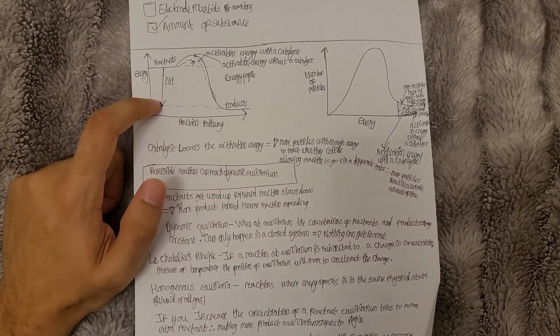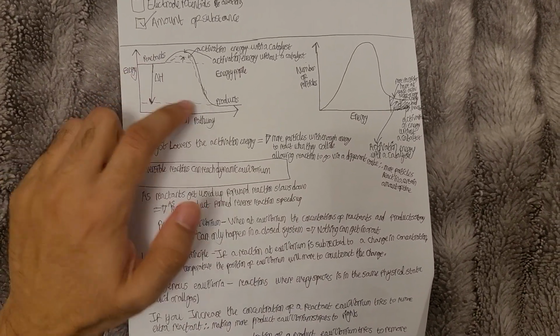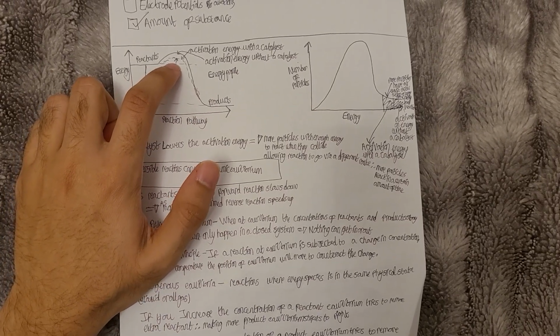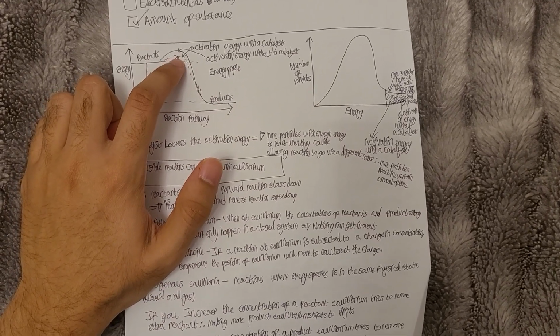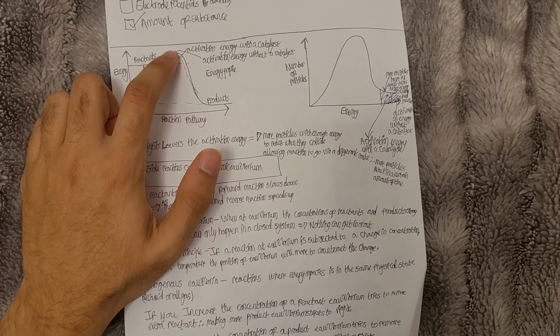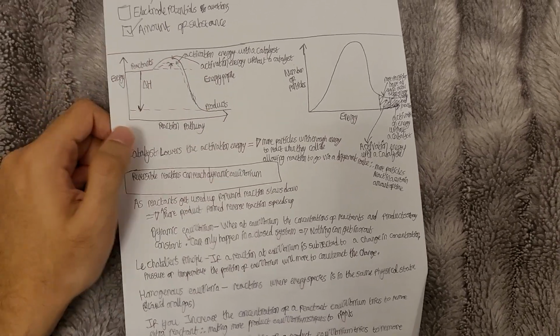Energy reaction pathway, that's the reactants. That's delta H to here, that's products. This is your activation energy with a catalyst. You can see it's a bit lower. This is activation energy without a catalyst, and this is the energy profile diagram.